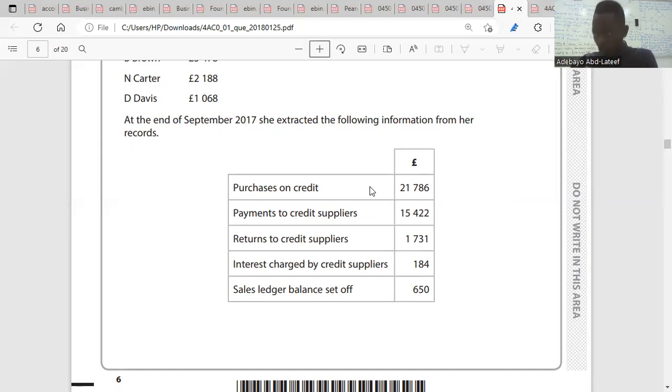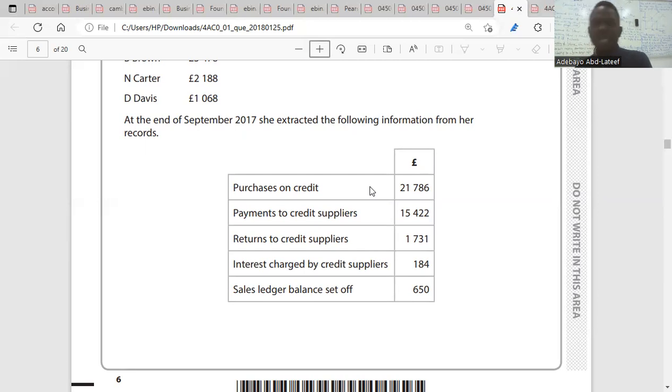So instead of you paying me 500, you take 500 from 500, which means you are going to pay me 100. That is set off. Do you understand what set off is now? When there is a sales ledger balance set off, you record it in your purchases ledger control account, because you have deducted the amount your supplier owes you and paid the supplier the leftover of that transaction. We call it set off. So the sales ledger balance set off will be recorded in your purchases ledger control account on the debit side.